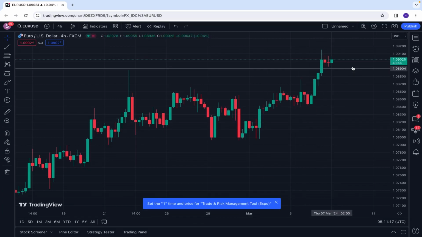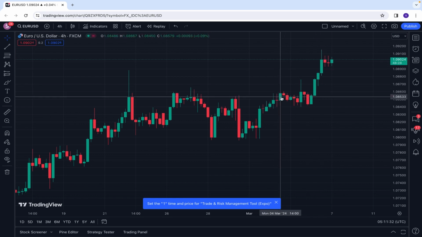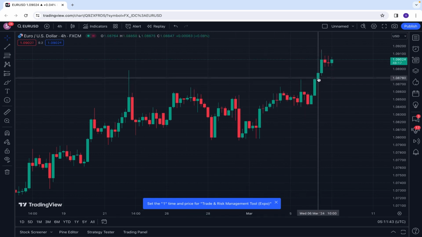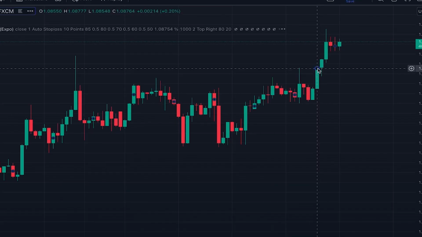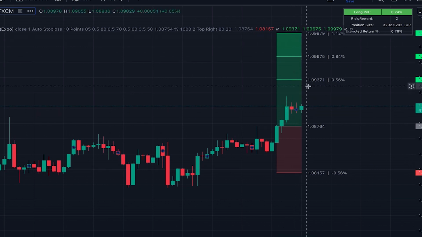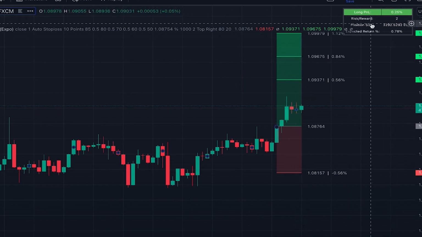For long positions, we click below the current price of the market, and for short positions, above the current price of the market. We consider our previous example where we entered a long position here after this resistance level was broken. So we click here at this point, and as you can see, stop loss and some levels of target are automatically added, and we have also a table here with some information.